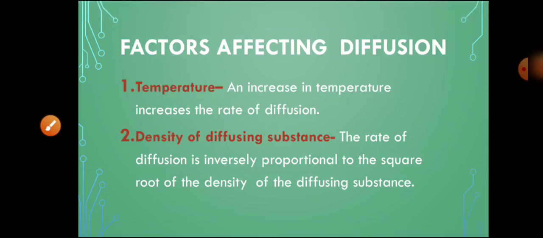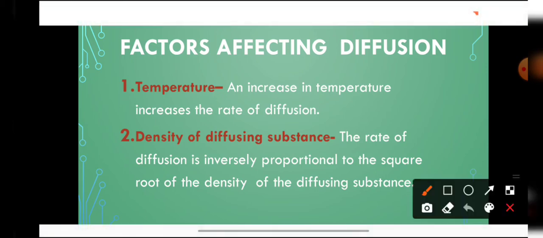Now, what are the various factors which affect diffusion? The first factor is the temperature. An increase in temperature increases the rate of diffusion. It means the rate of diffusion is directly proportional to temperature. When we are increasing the temperature, the rate of diffusion also increases. This is because temperature increases the kinetic energy of the molecules. So when the kinetic energy of the molecules increases, the molecules move faster and hence the rate of diffusion also increases.